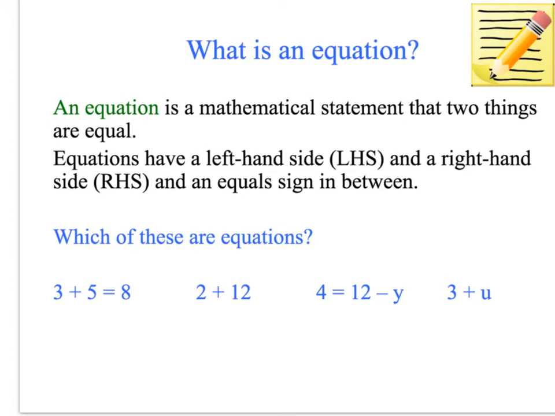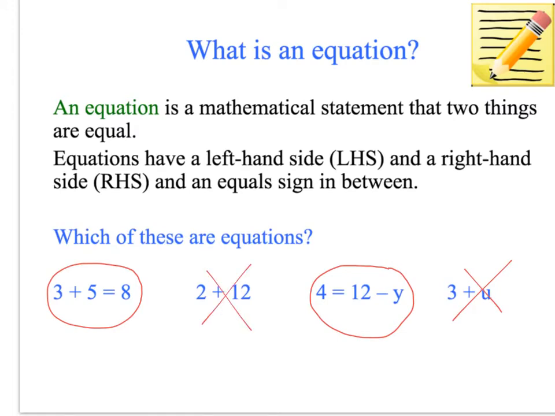You can probably see straight away that 3 plus 5 equals 8 is an equation. It has a left-hand side, a right-hand side, and an equal sign. And so does this one. They are both equations. The other two do not qualify as equations.